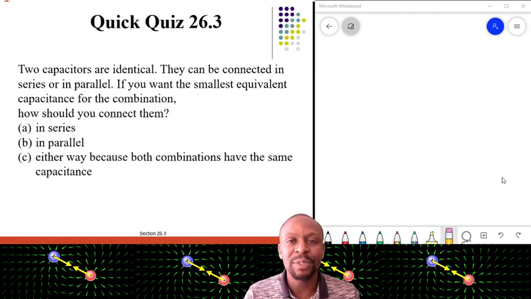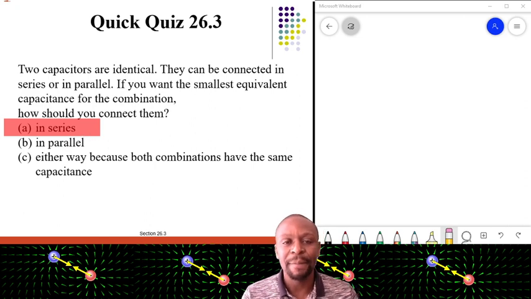Right. Now let us do the following quick quiz. Two identical capacitors can be connected in series or in parallel. If you want the smallest equivalent capacitance for the combination, how should you connect them? This must be very easy, because we've just done this from the previous slide. Therefore, they must be connected in series so that you can have the lesser C equivalent.